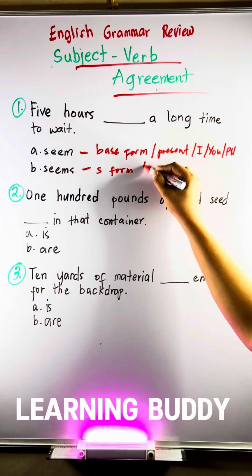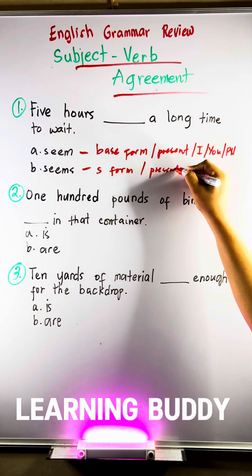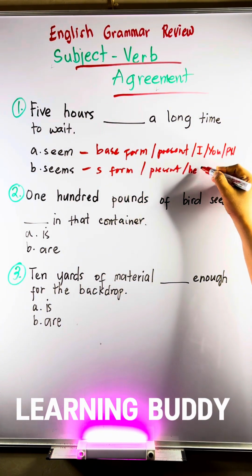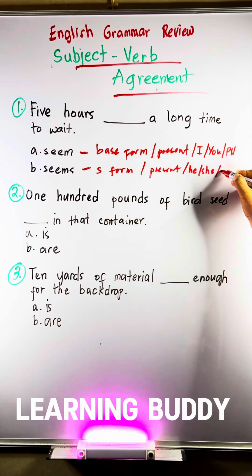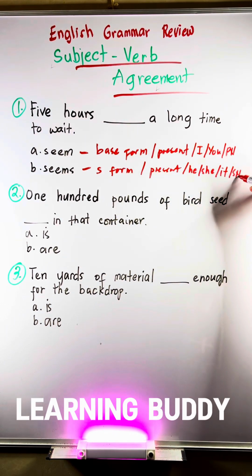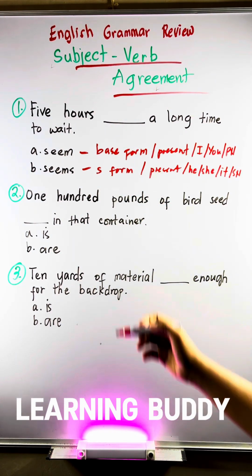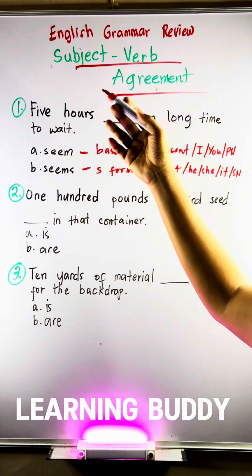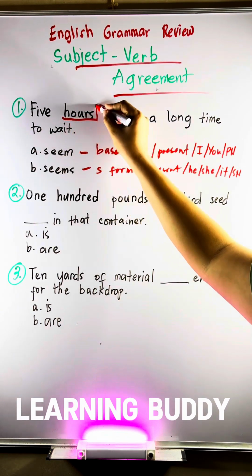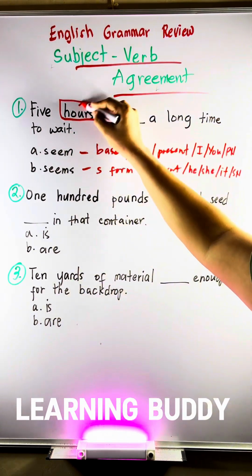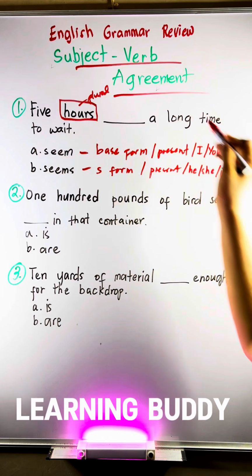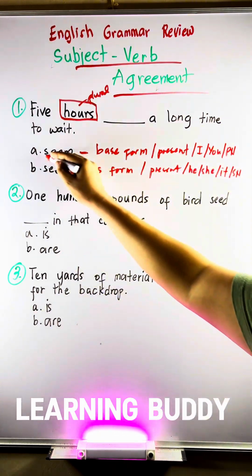Meanwhile, seems, our choice B, is called the S form of the verb or verb 5, also in the present simple tense. It is used for third person he, she, and it, and also used for other singular nouns. The subject of this sentence is the word hours, and we all know that hours is plural in form.